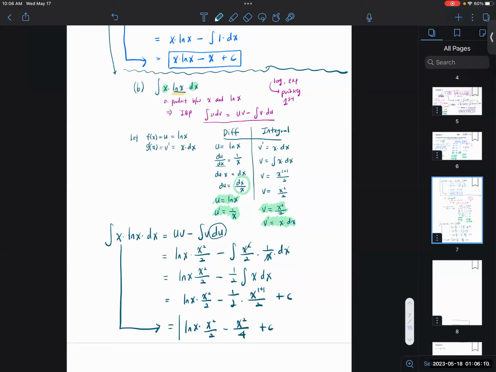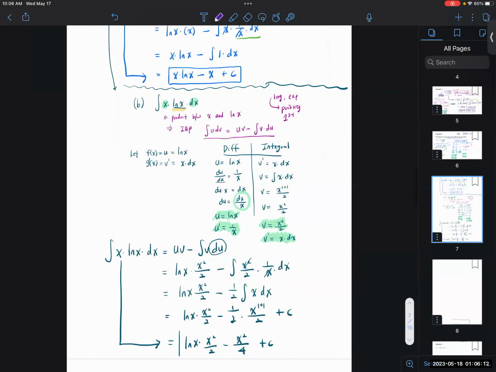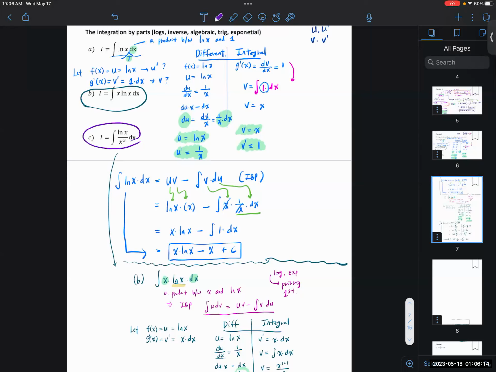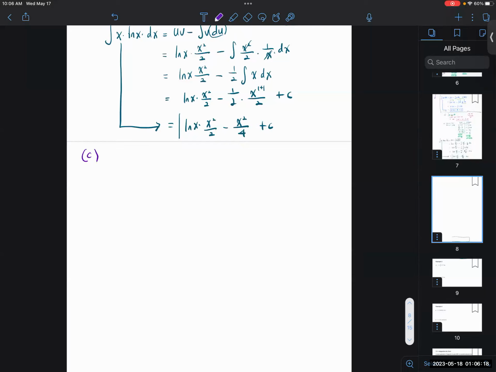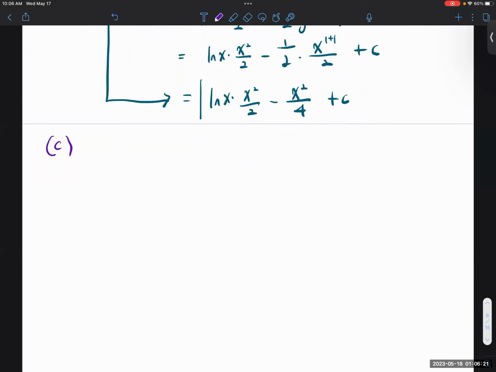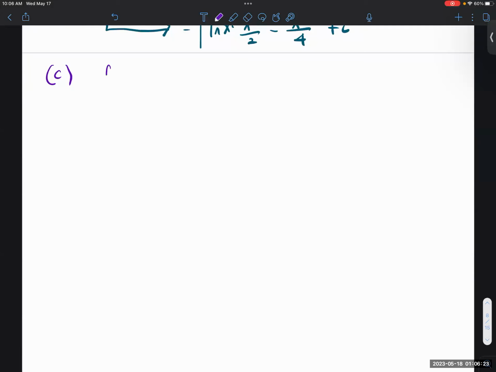So let's go to C. I'm going to change the color. What is the C right there? I'm going to bring it all the way down, C. Let me rewrite the question here. The question was take the integral of ln x over x cubed dx.